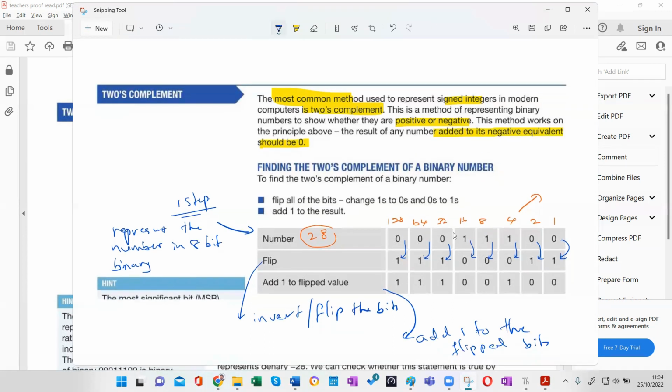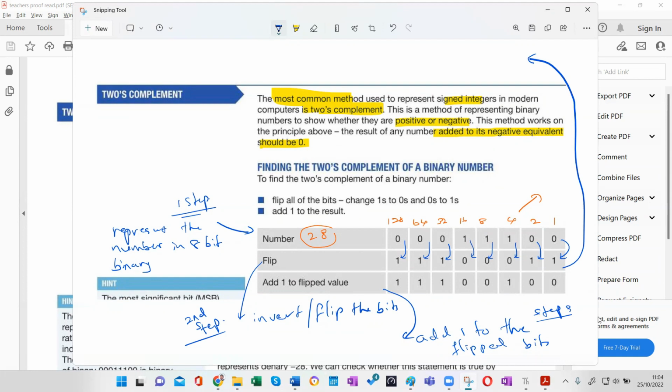Okay. That's not this one. This is the answer. You have to add 1 to this one. Where shall I write it? Right. This is step one. Second step. And this is step 3.